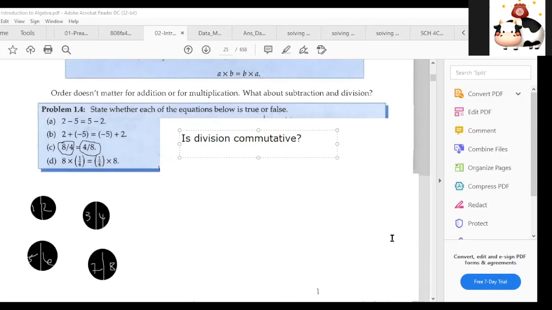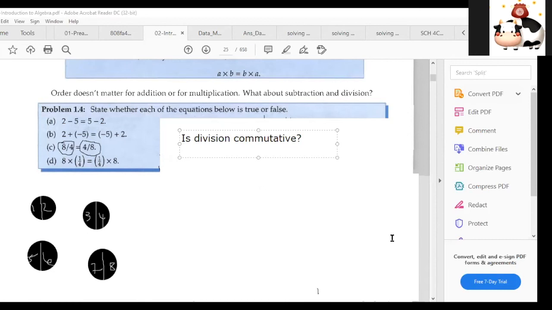Oh, well, you know what? I didn't ask it in a very clear way. I said, does the order matter? And someone said, yes, the order does matter. But maybe if I ask it, is it commutative? Remember, if it's commutative, it means the order doesn't matter. So is it commutative? Is division commutative?